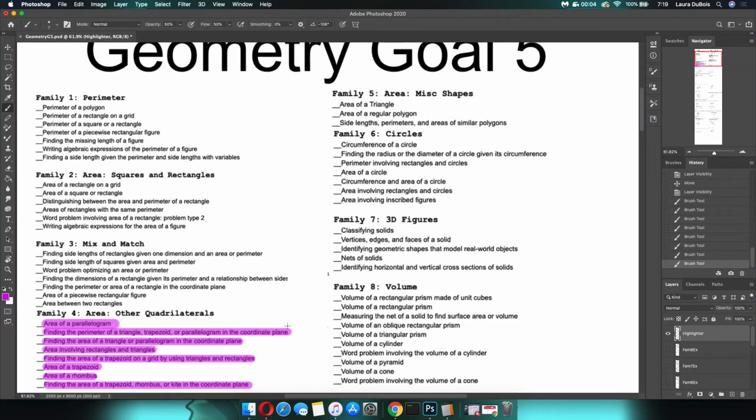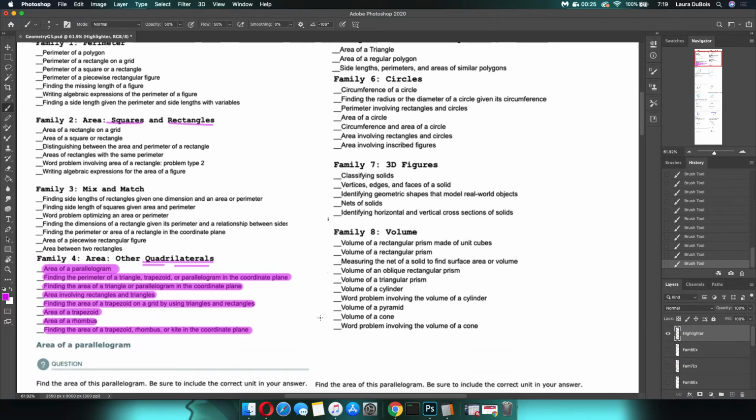This video tutorial is for students who are in Geometry Goal 5, and specifically we're going to be looking at more quadrilaterals. Quad meaning four, lateral meaning side. So quadrilateral means any four-sided shape. We took care of squares and rectangles pretty thoroughly in an earlier video, and now we're going to be doing the other types of quadrilaterals. So now that the fun stuff is starting to unlock, let's get started.